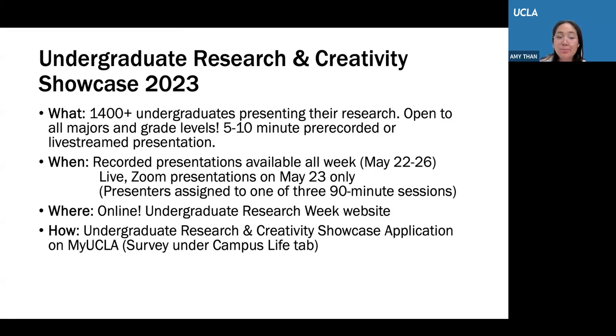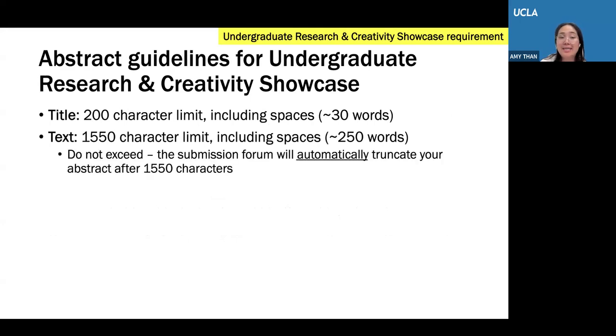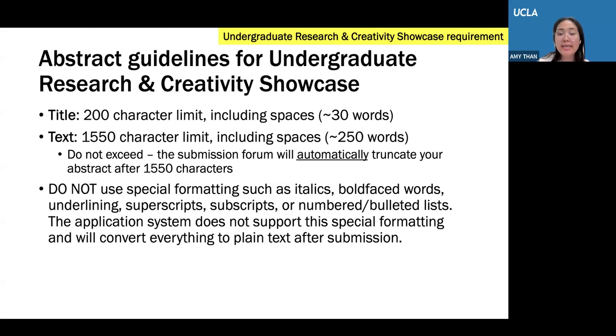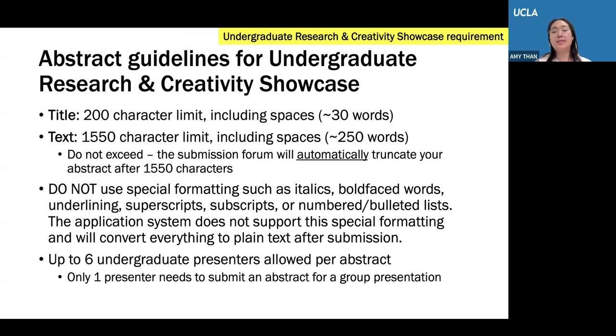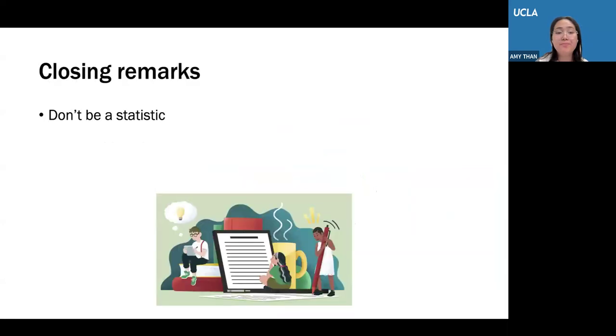Okay. The application should be on My UCLA, and the survey is under Campus Life. Some other guidelines to share with you all: there is a 200 character limit for the title, 1,550 character limit for the text. Don't use any special formatting, and up to 6 undergrad presenters are allowed per abstract. Only one presenter needs to submit an abstract for a group presentation though. Here is the survey to submit an abstract. Again, the dates might not be the same every year.